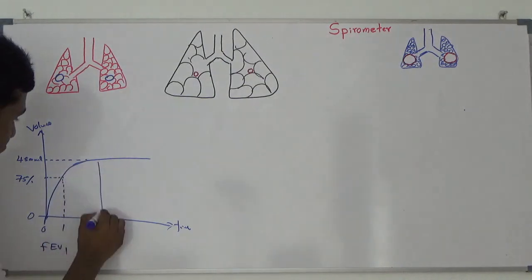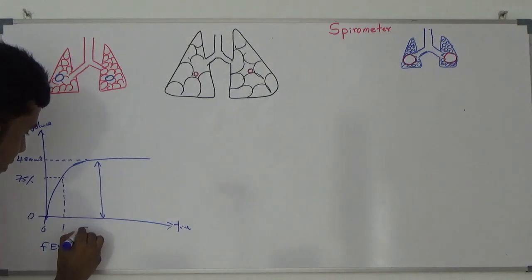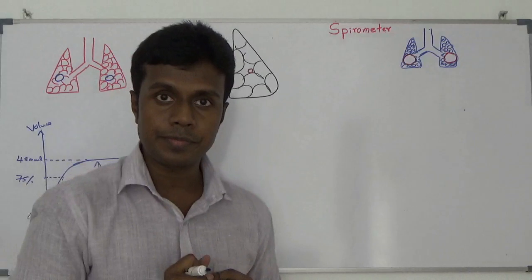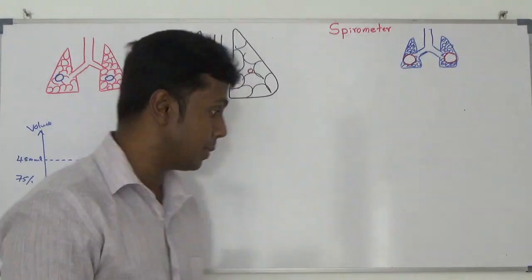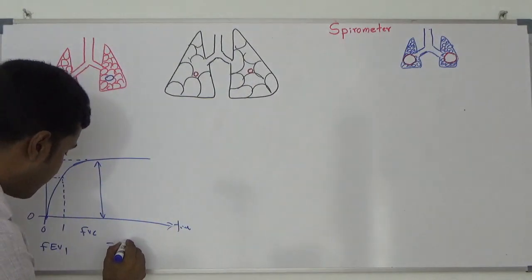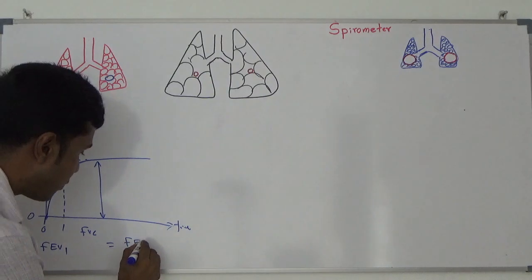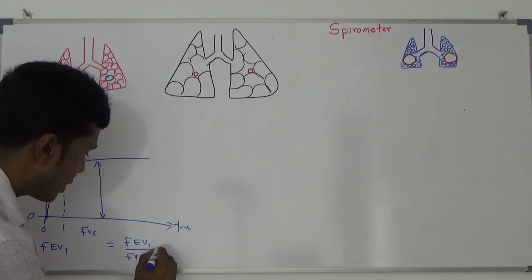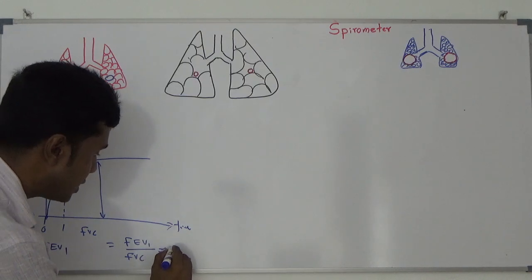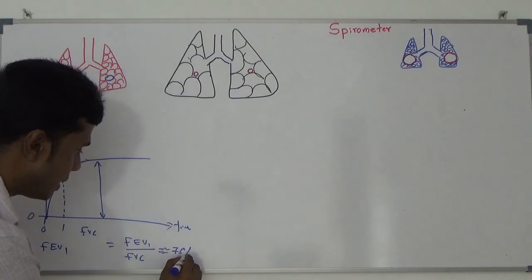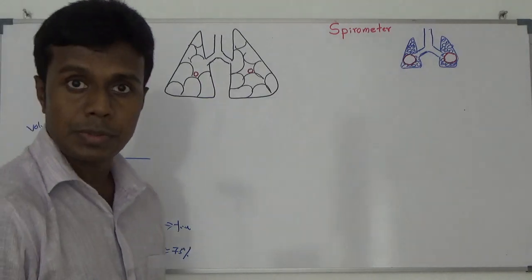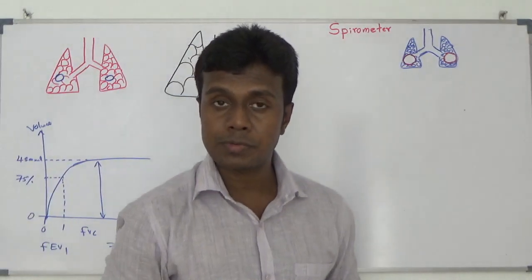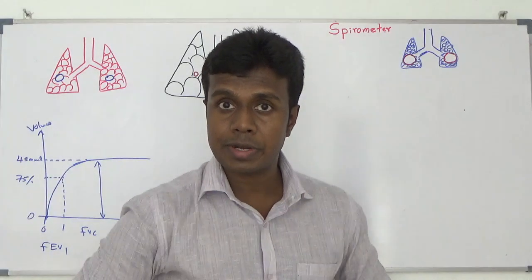This one we are going to call forced vital capacity. If I am perfectly normal, the forced expiratory volume in 1 second divided by forced vital capacity must be somewhere around 75%. Here it is 75%. Then we will see what happens in a patient with chronic obstructive airway disease.